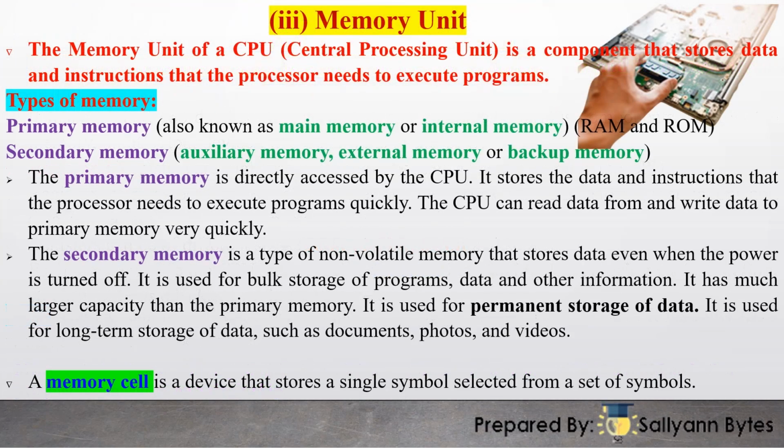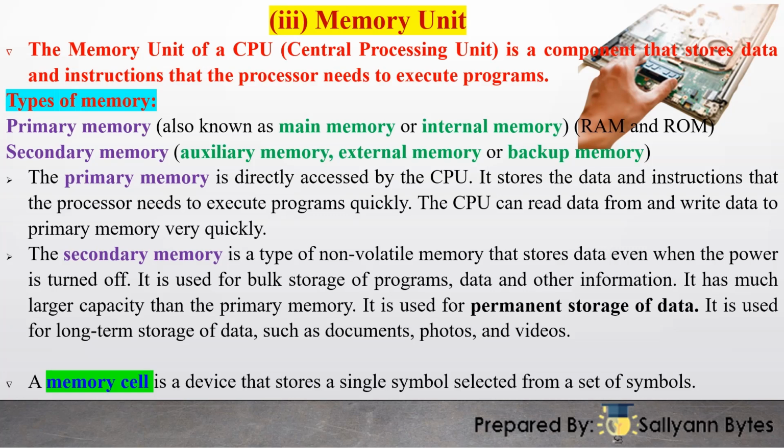The third component of a CPU is the memory unit, MU. The memory unit of a CPU, Central Processing Unit, is a component that stores data and instructions that the processor needs to execute programs. It is where the processor temporarily stores data and instructions that it needs to access quickly while a program is running. The memory unit is an essential component for storing the programs and data executed by the CPU.